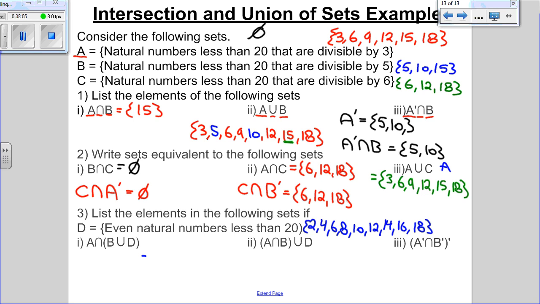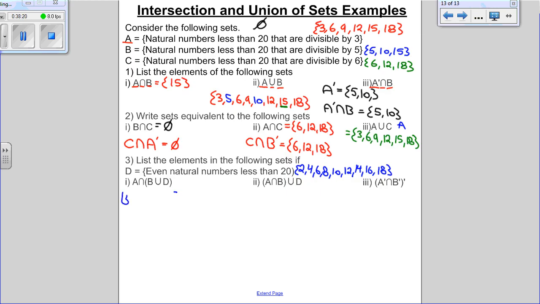So the things that are in B or D would equal, well, B was 5, 10, and 15. D was all even numbers. So basically, I'm going to have all even numbers plus 5 and 15. I had to rewrite mine a little bit off because I had to make it big enough. That's the things in B or D.